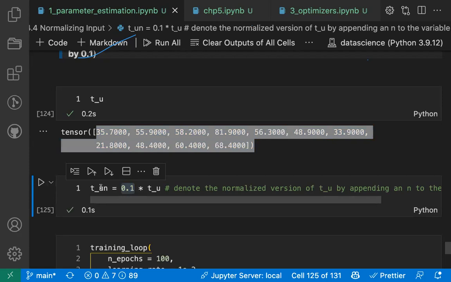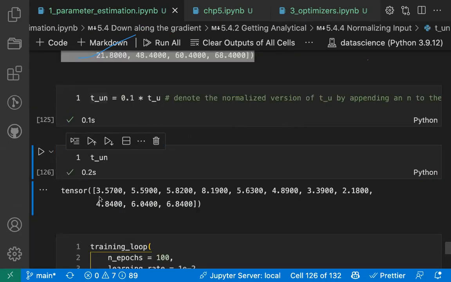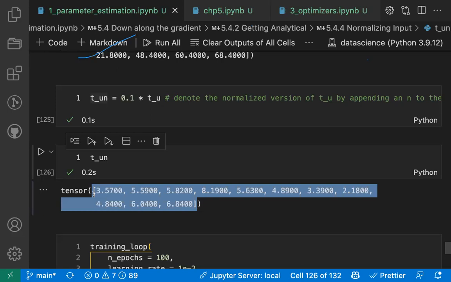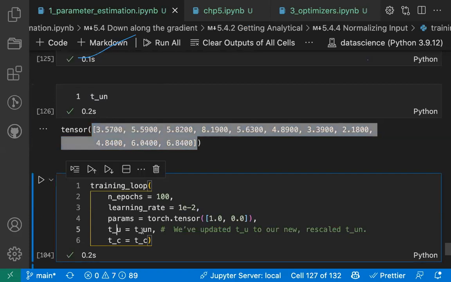Let me show us the result now. On TUN, can you see it's now 3.5, 5? Can you see 8? Can you see them? So you can see these values are within some kind of reasonable range, right? So if they are within a reasonable range, then let's train the model now with this TUN. So here you can see our TU. We are substituting TU, we update it with the normalized one. TUN means normalized. Now let's train the model here.